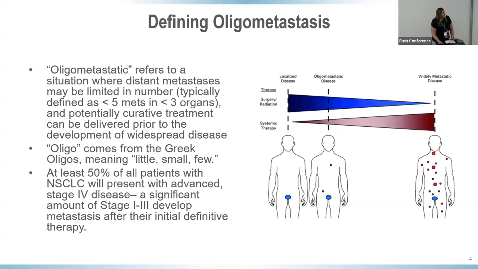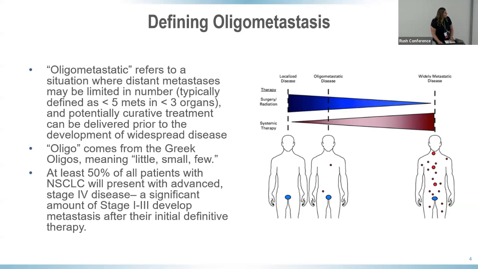So what is oligometastasis? Well, it refers to a situation where distant metastasis may be limited in number, typically defined as less than or equal to 5 areas or less than or equal to 3 organs, and we can potentially offer curative treatment to prevent widespread disease. Oligo comes from the Greek word oligos, meaning little, small, or few.